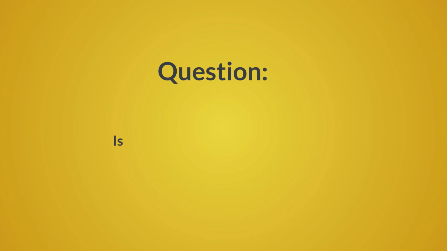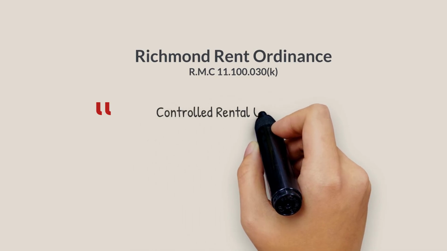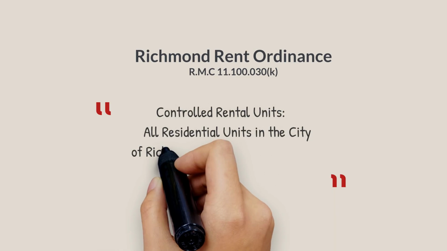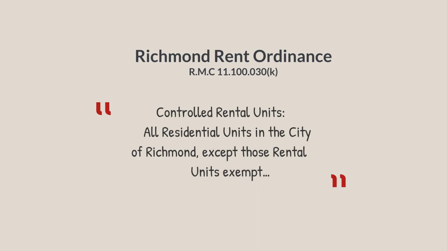The first question a landlord needs to be able to answer is, is a unit a rent-controlled unit? The Richmond Rent Ordinance creates rent control. Rent control regulates and defines the amount of any rent increase. The Rent Ordinance defines controlled units as all residential rental units in the city of Richmond, with several exemptions.